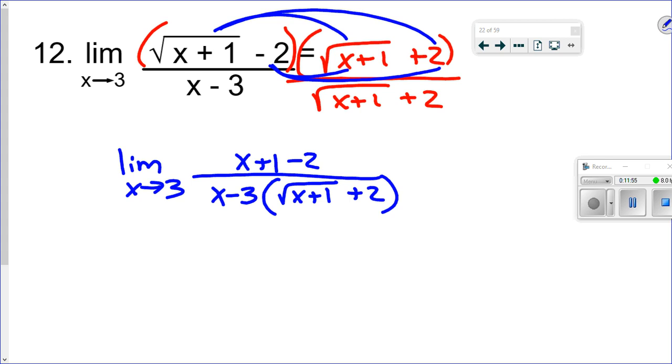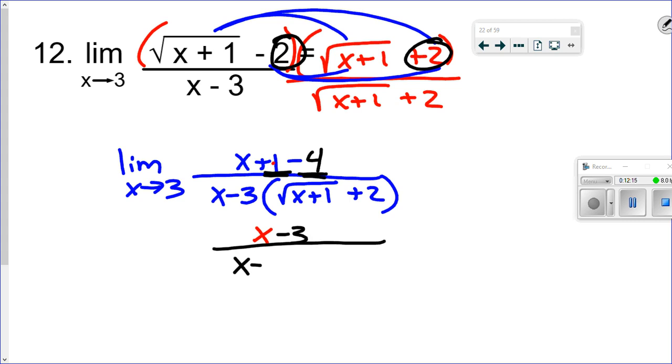So now 1 minus 2 is negative 1 minus, wait a second. I'm making all sorts of mistakes today. Negative 2 times positive 2 is negative 4. 1 minus 4 is negative 3.